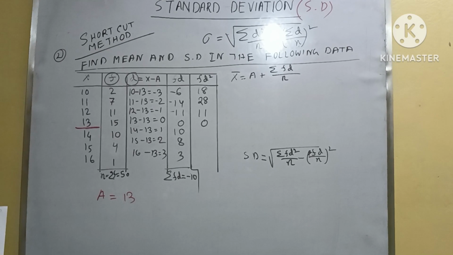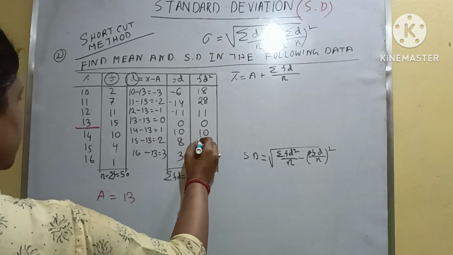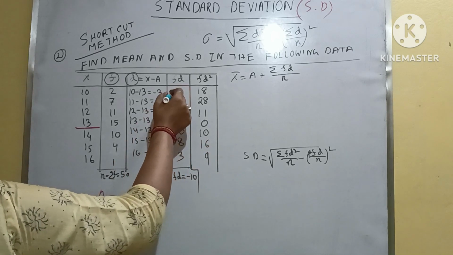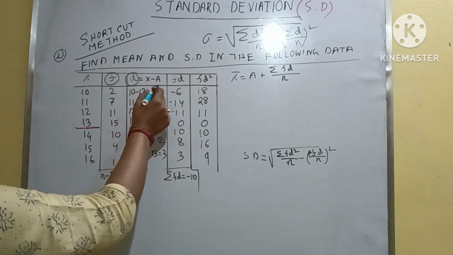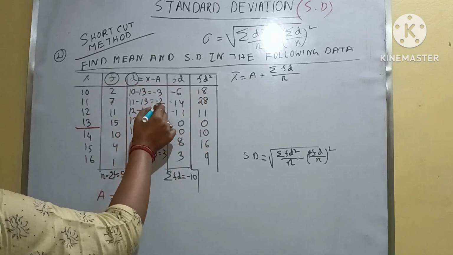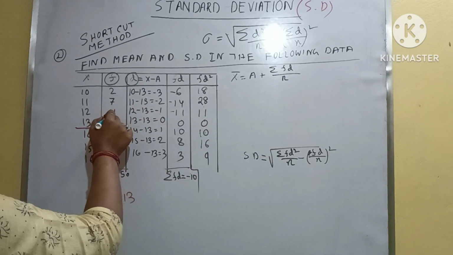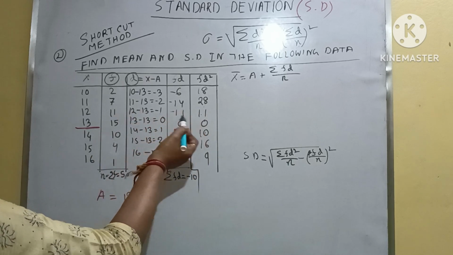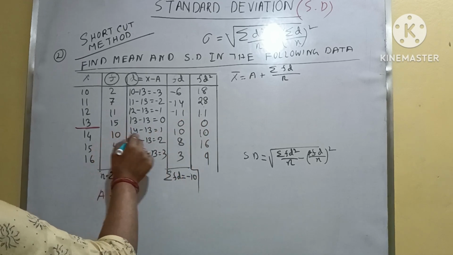Okay, let's continue. Next one 10. Next one 16. Then 9. Clear? F into D square means F multiplied by D square. So 3 3s are 9, 9 into 2 is 18. 2 2s are 4 into 7, that is 28. 1 one is 1, multiplied by 11 is 11. Then 0, squaring 0 is 0, so 15 multiplied by 0 is 0. 1 square means 1 into 10, that is 10.